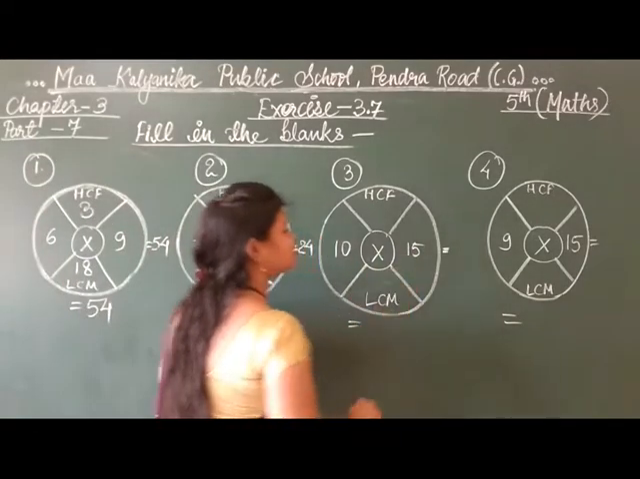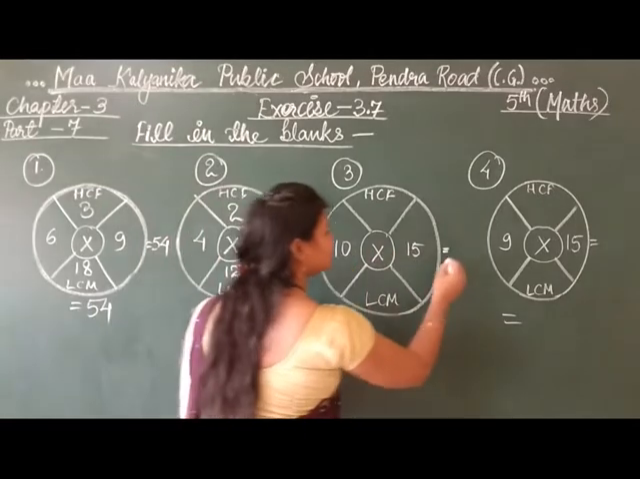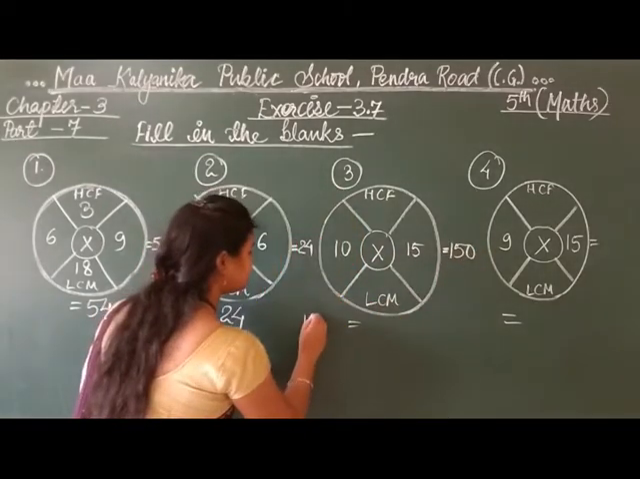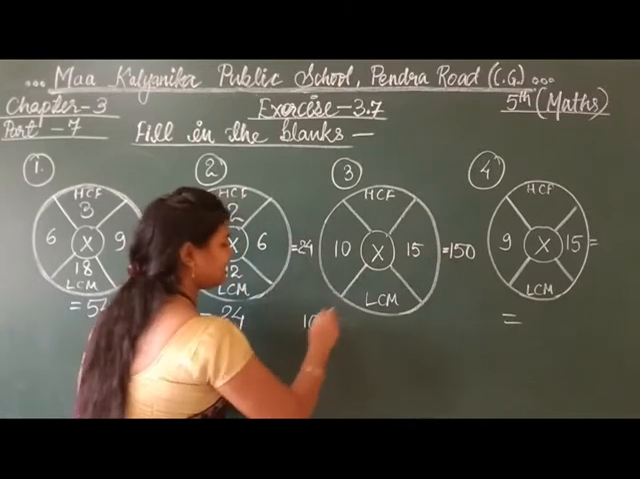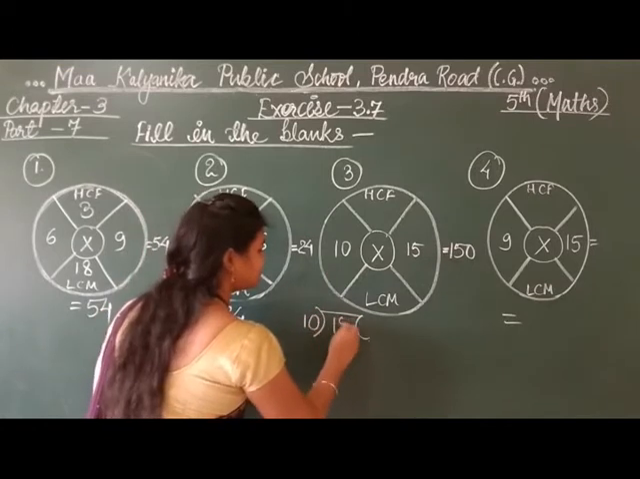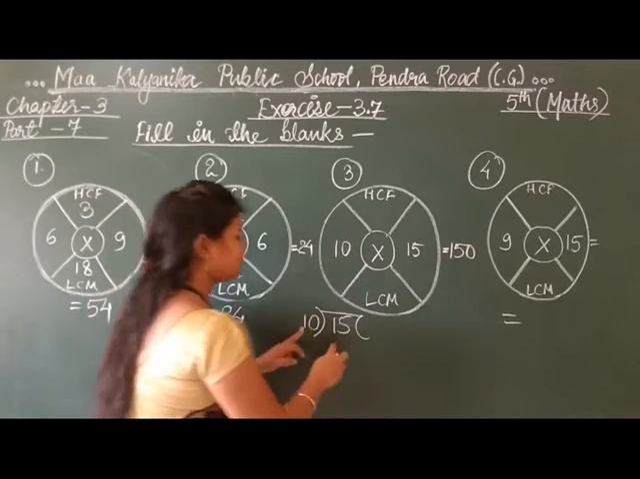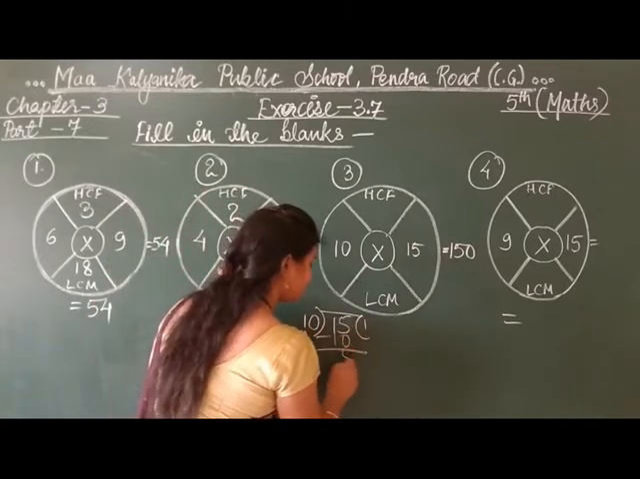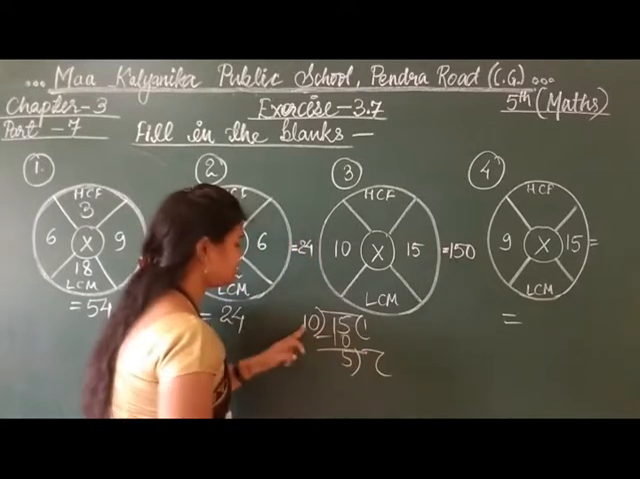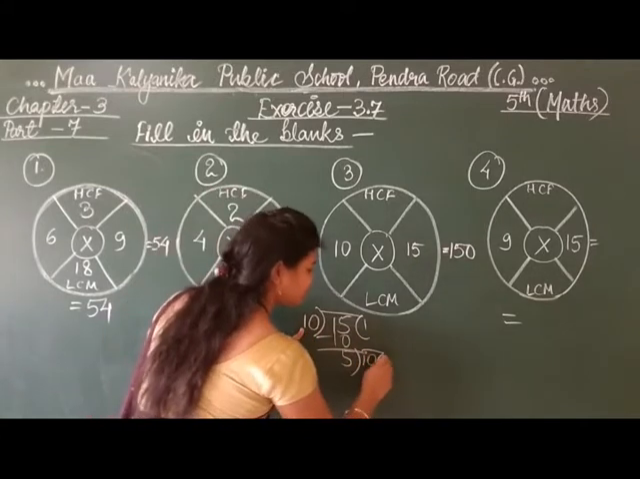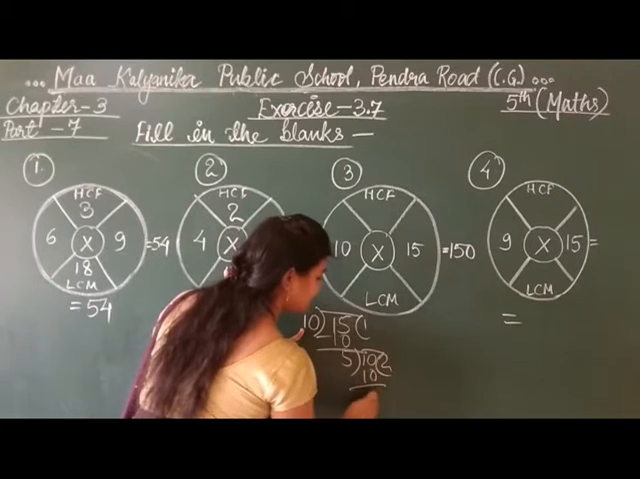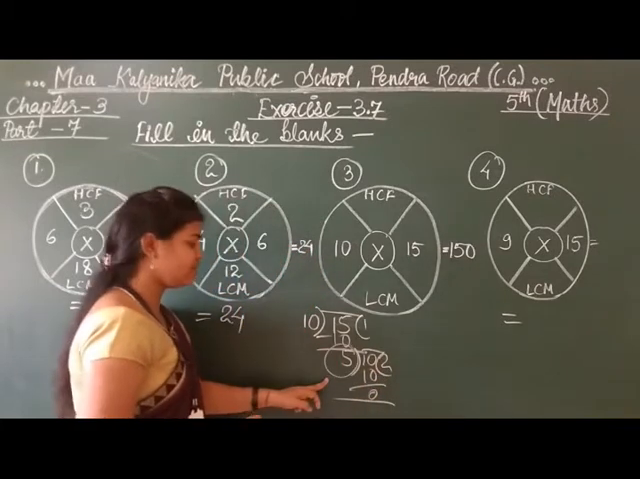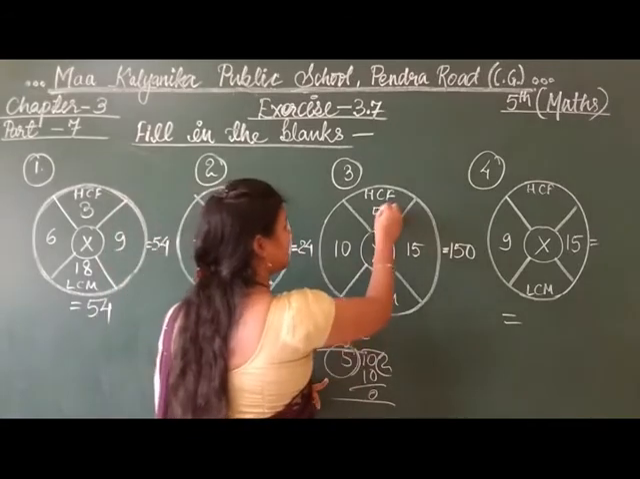10 into 15. So simply 15 tens are 150. Okay. Now we have to find the LCM and HCF of 10 and 15. For the HCF, 15 divided by 10. 10 ones are 10. Now 5 is left. So 5 will divide 10. 5 twos are 10. We are receiving the answer 0 here. This means 5 is the last divisor. So 5 will be the HCF.